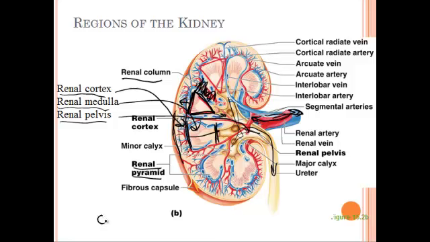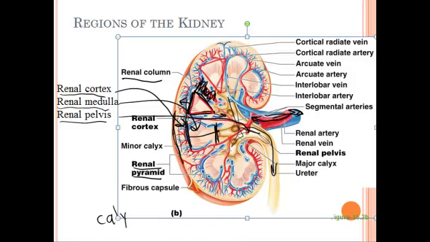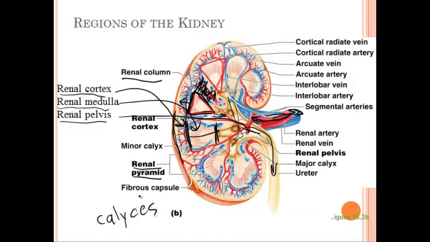There's also things called calyxes, C-E-S, or the singular is going to be calyx, but the plural is calyces. And the calyx is a cup-shaped organ or section that dumps into the renal pelvis. So the renal pyramids funnel into the calyx, which then go into the renal pelvis and on into the ureter. And those are the parts of the kidney.